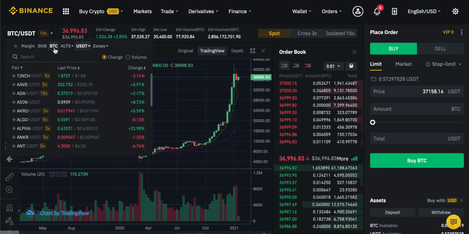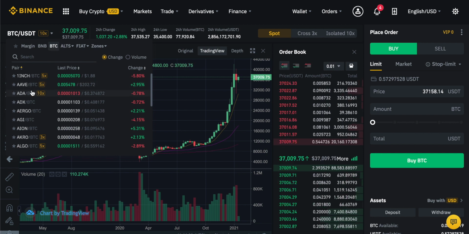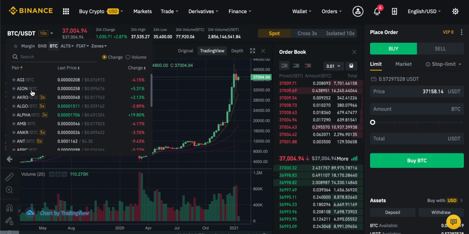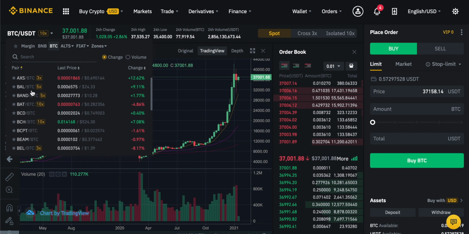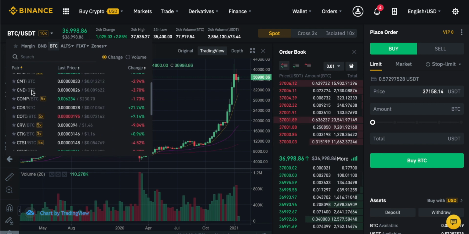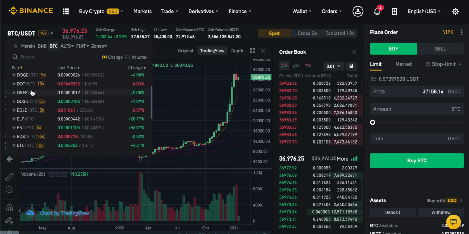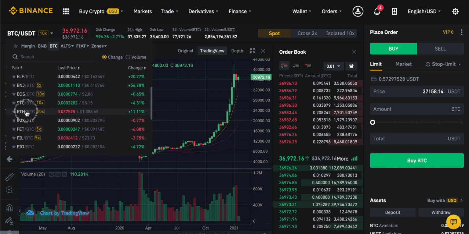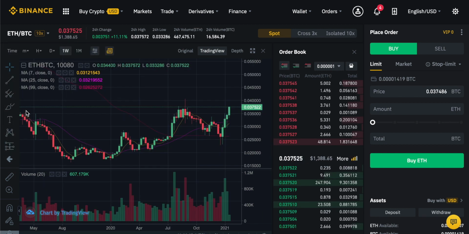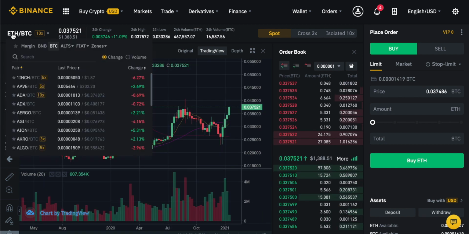Now, if we go over to BTC, you can see that you can trade other coins against BTC. So you can come down and we'll scroll down all the way to E and we'll see Ethereum. We can scroll down to ETH against Bitcoin. So in this instance, you would actually be buying Ethereum and selling Bitcoin. So if you had Bitcoin on account, you could sell that and buy Ethereum.